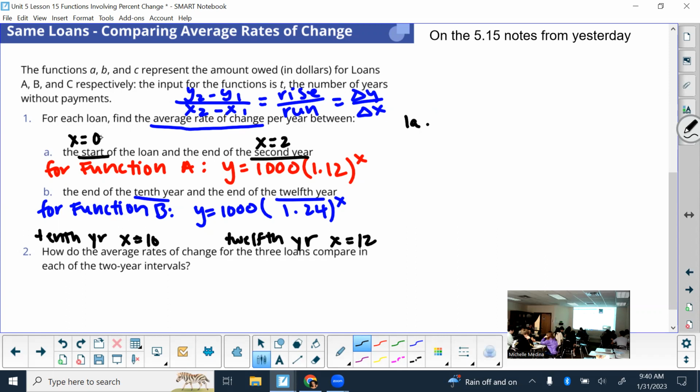What did I tell you to do with these X's? Or what do you think you need to do with these X's, given the equation? All right, so let me put it this way. If at the start of the loan, we said that X is 0, that's where we're gonna put in that 0.